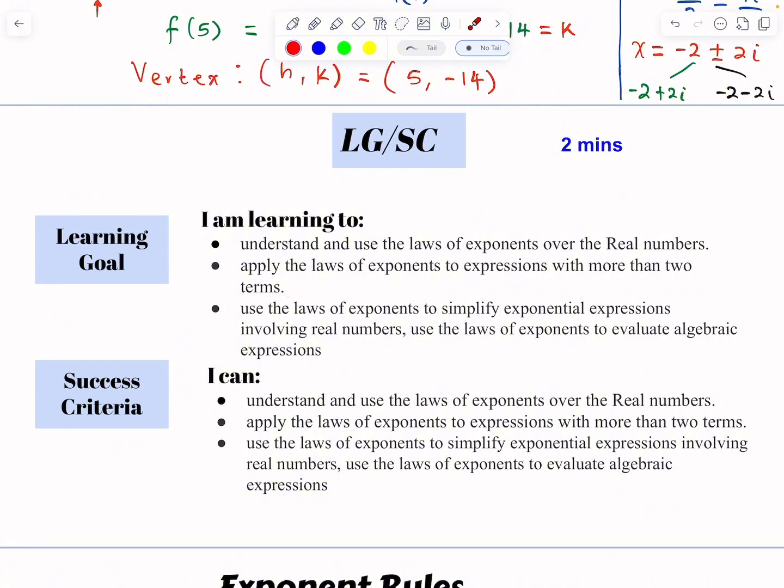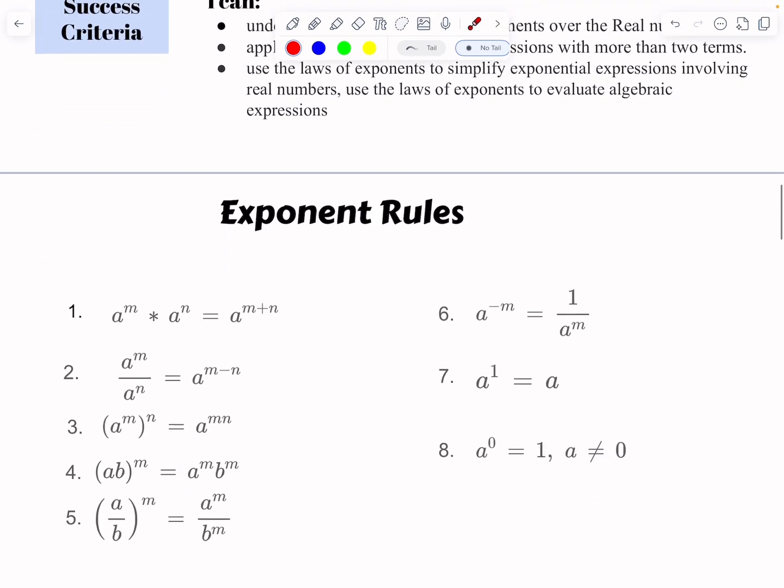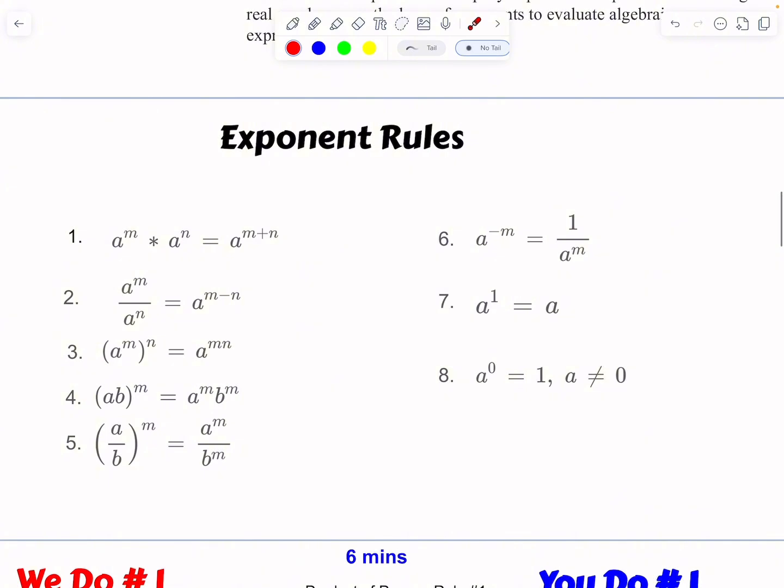The other thing we'll be able to do in this class is use the laws of exponents to simplify exponential expressions involving real numbers, and then use those exponent rules to evaluate expressions. And what are these exponent rules? So let's see these exponent rules. We have them right here, and I'm going to go over each of them.